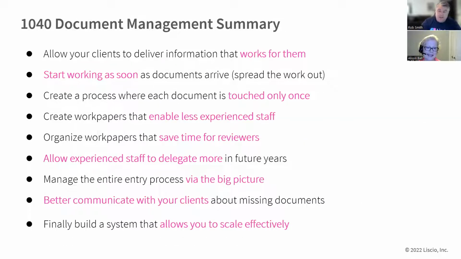Now, so here's the deal. This is the entire summer. Okay. You're going to allow your clients to deliver information in a way that works for them. You're going to start working as soon as possible to flatten out the tax season. You're going to open each document once. You're going to enable less experienced staff. You're going to save time for reviewers. You're going to allow more experienced staff to delegate more in the future. You're going to be able to see the big picture. You're going to be better able to communicate with your clients. And this is going to allow you to finally scale effectively and efficiently.